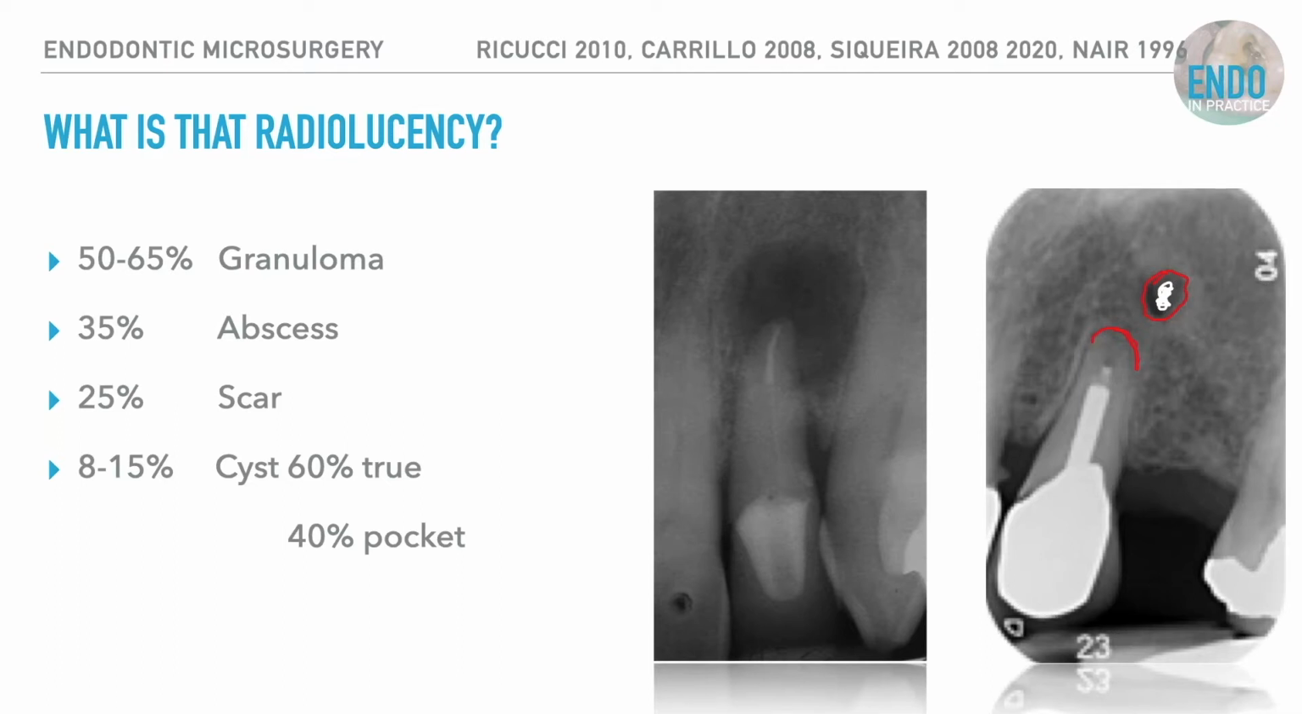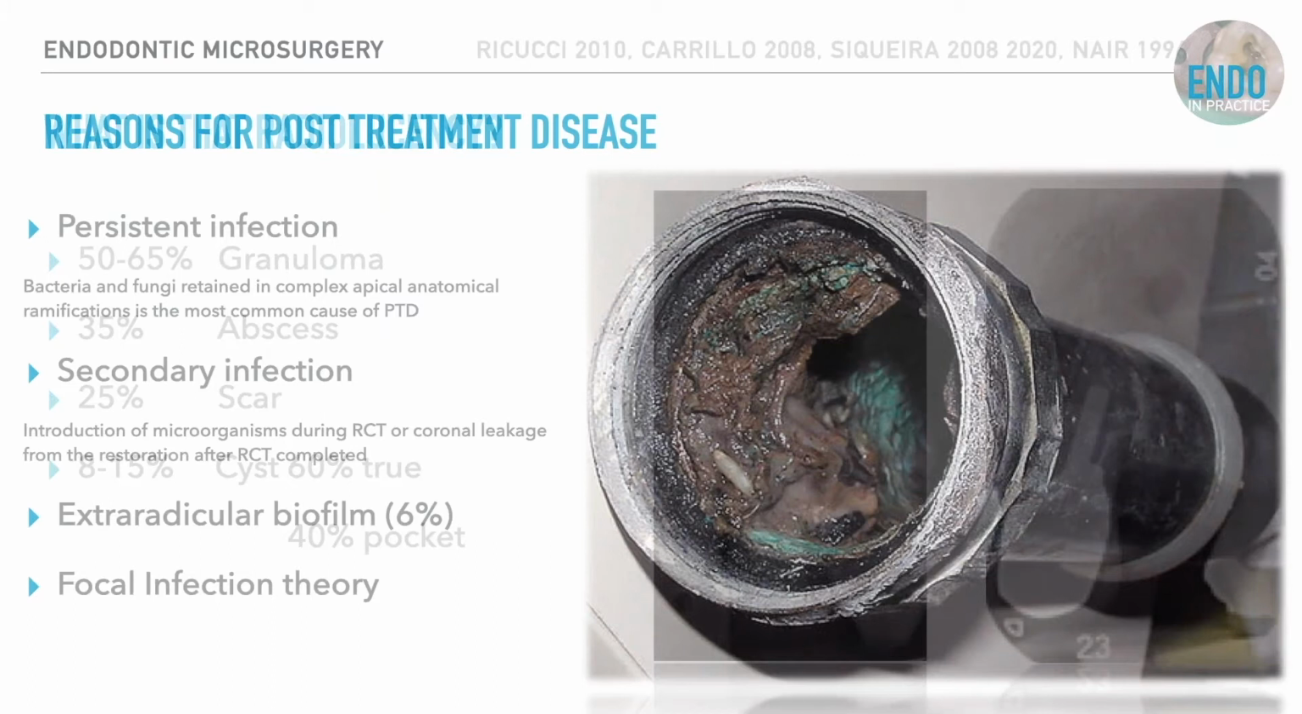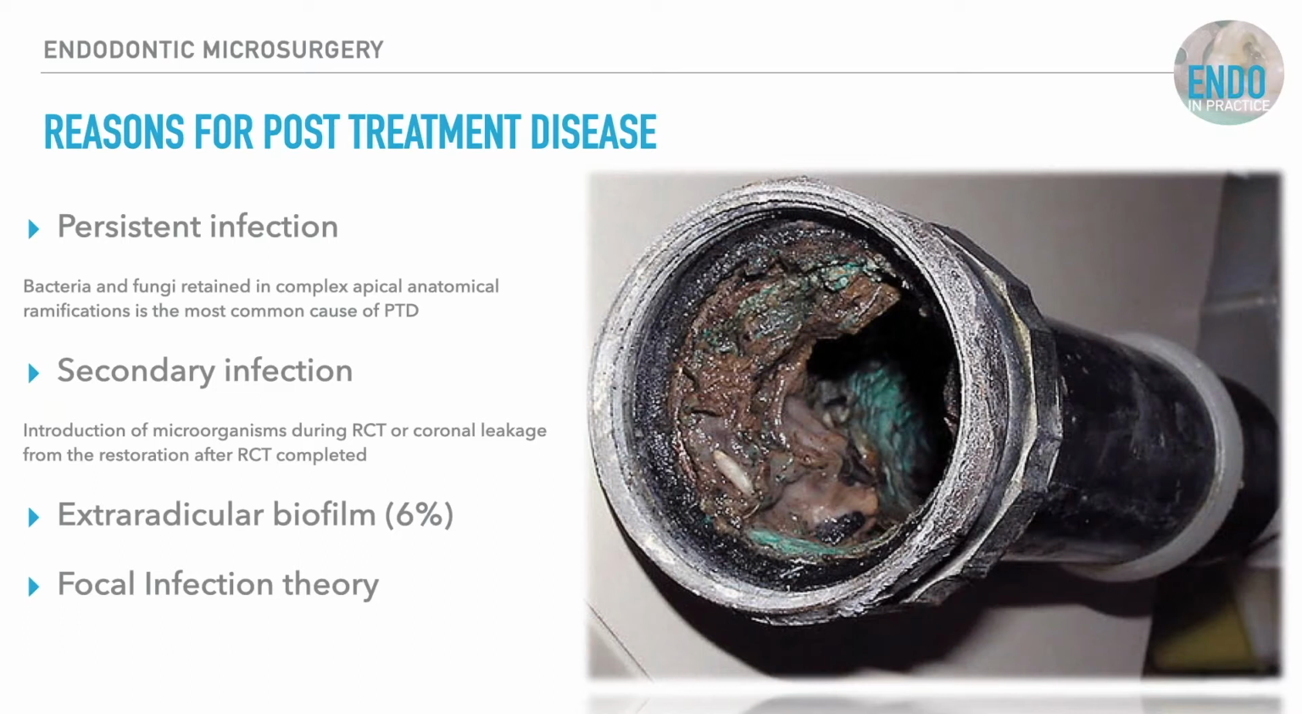So we just have to be careful of what we see and interpret on a radiograph. But what really is it that makes the root canal system or the root treatment that we've done fail? Well, the term failure, I suppose, is a little bit unfair. So more commonly now in the literature, you'll hear it called post-treatment disease, so PTD. So it's not really assigning blame.